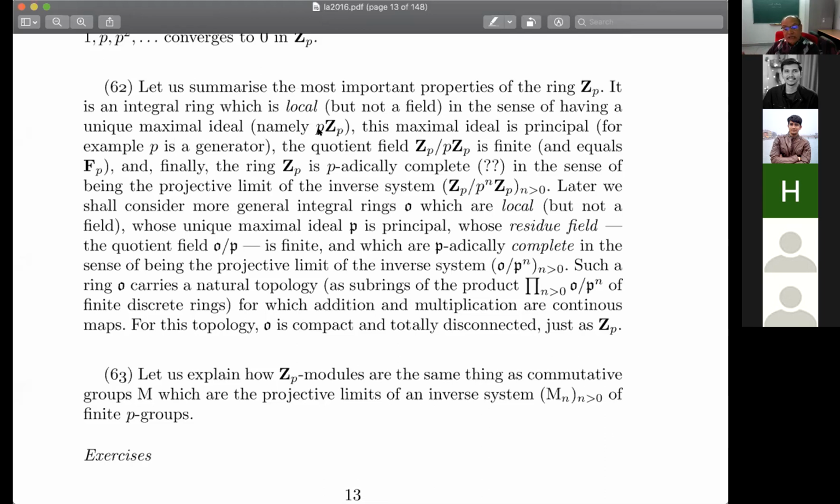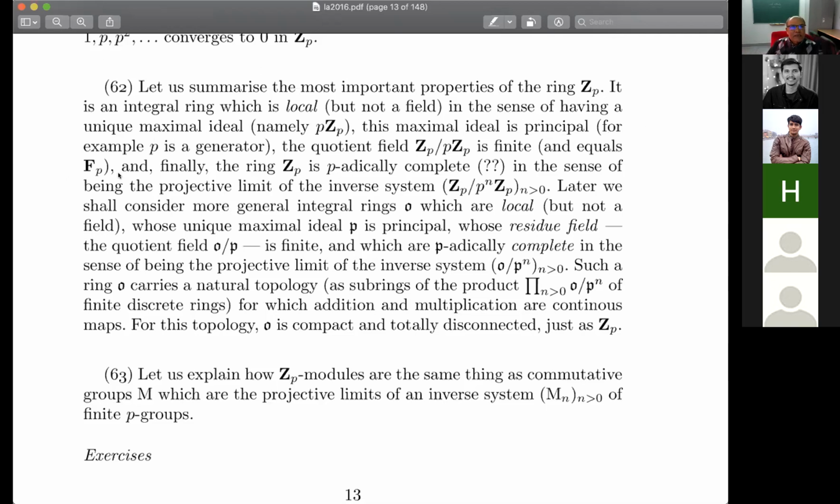Why is it the unique maximal ideal? One way of seeing it is that we have determined all the ideals of this ring, and by inspection, p(Zp) is the only maximal ideal. The other ideals are p^n Zp, modulo which the quotient is just Z mod p^n, and that's not a field. Okay. This maximal ideal is principal.